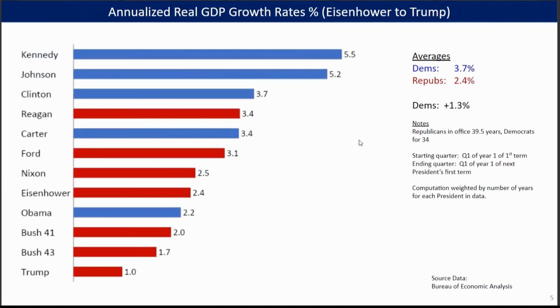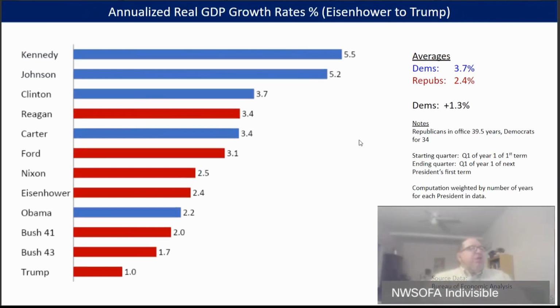Along those lines, average annual real GDP growth is higher under Democrats than Republicans. We can see up at the top right that the average under Democrats is 3.7%. The average GDP growth under Republicans is 2.4%. So it's about 1.3% higher under Democrats. And you can see where the different presidents come in.